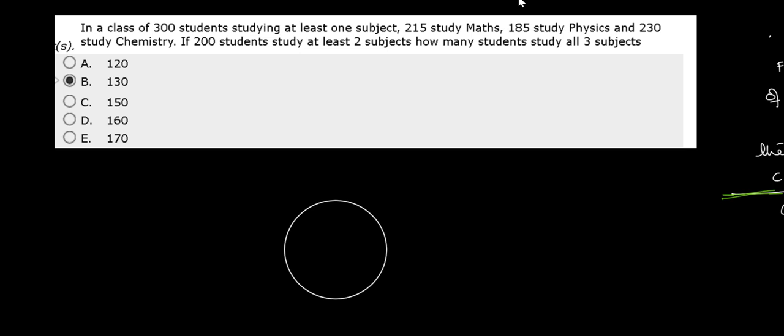In a class of 300 students studying at least one subject, what does this mean? That there is no one with zero subjects, no students who do not study any subject. So everyone studies at least one subject. It could be one, two, or three. Now, what are the subjects? The subjects are maths, physics, and chemistry. Correct.